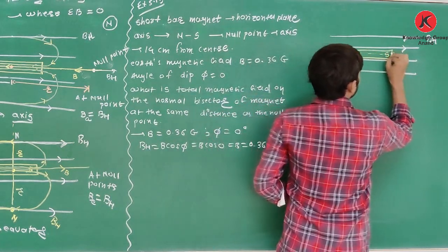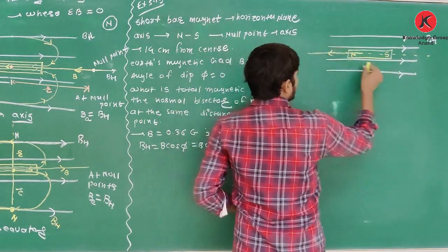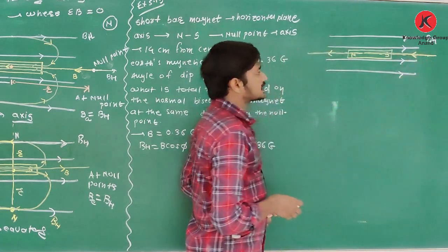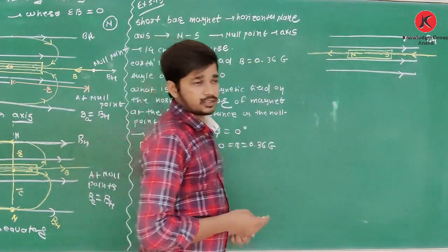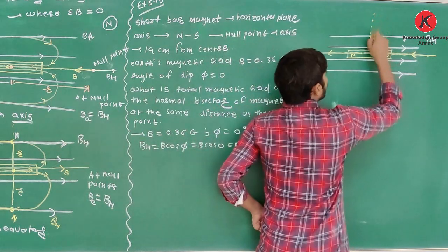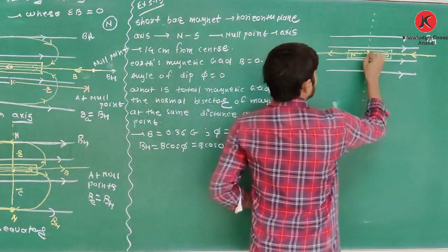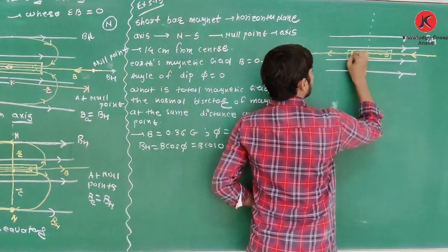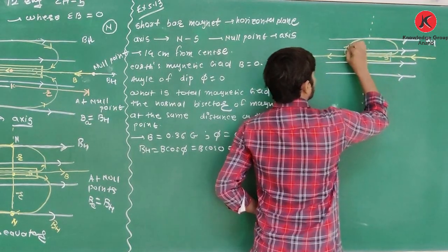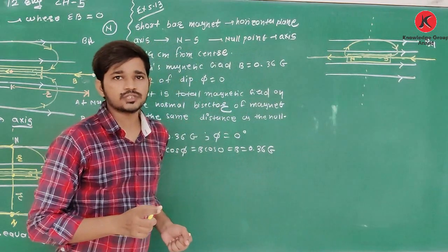So, due to the magnet, what is the magnetic field? From north pole outside, from south pole inside. So on the axis, the two fields are going in opposite directions. What we have to find is the magnetic field on the perpendicular bisector. So see, if I draw magnetic field lines like this, from north outside, in south inside. Clear about this?